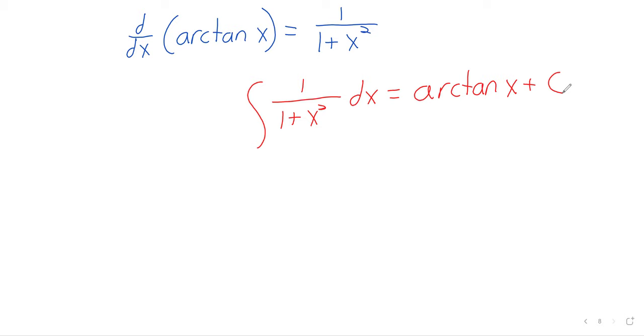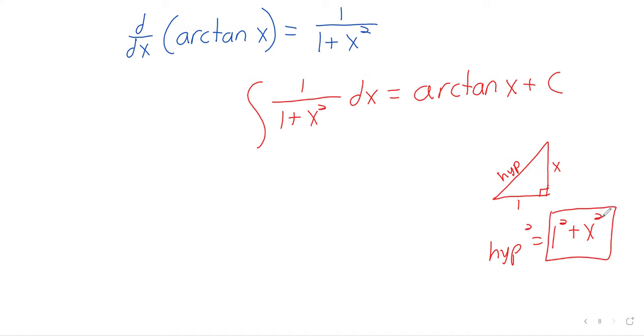And again, you can see geometrically, if you're messing around with triangles and one of the legs is one and the other leg is unknown, and this is the hypotenuse, the hypotenuse squared is 1 squared plus x squared. So this 1 plus x squared tends to show up in geometric problems. It's why it shows up in motion with air resistance. It's a geometric problem. Something is falling.